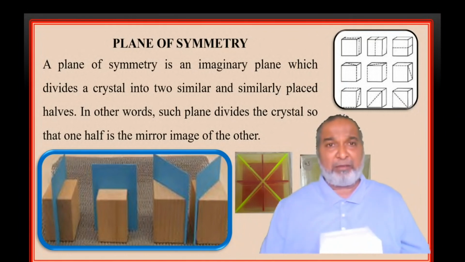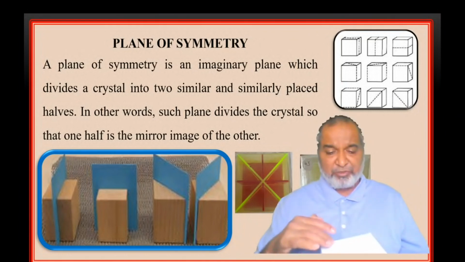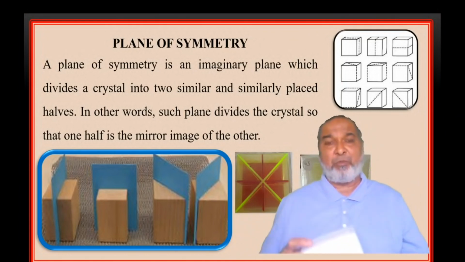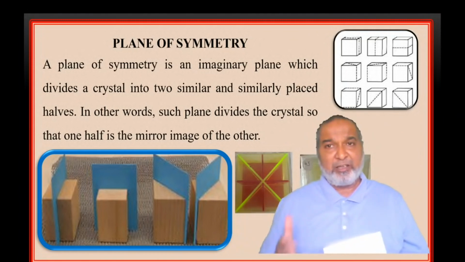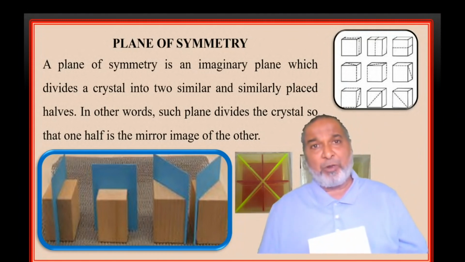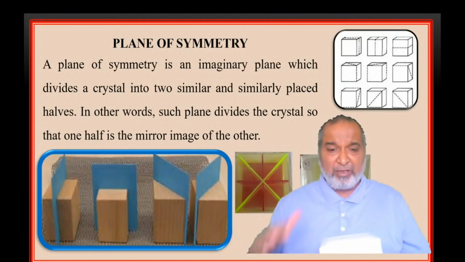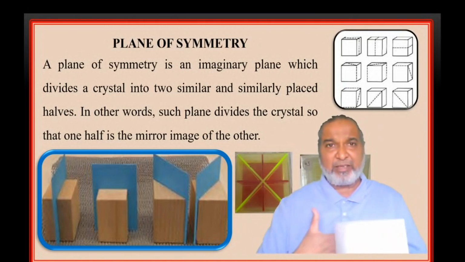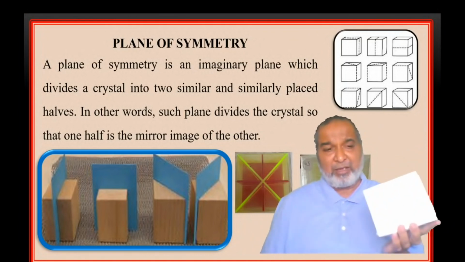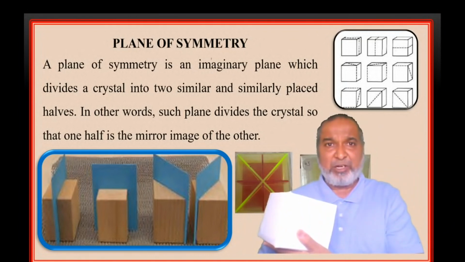Now next, what do we have? Four corners on the top, four corners on the bottom, 8 corners in all. If you join them, you'll get 4 lines. Yes, that will be the normal one. But now what I'm going to do: all faces are identical. This front face is exactly similar to the back, and the left is exactly similar to the right.